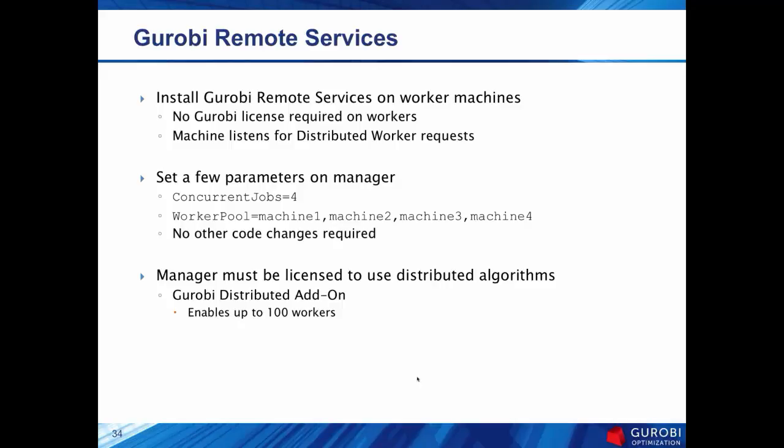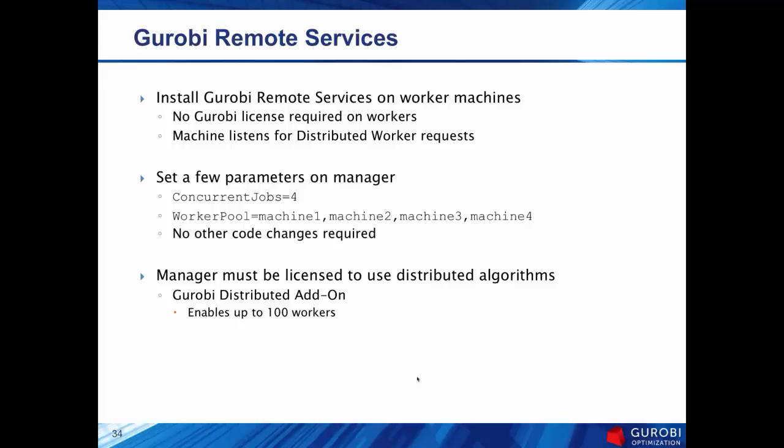There's a few parameters that you set on the computer that's going to serve as the manager. You tell it that you have concurrent jobs, and you set that to the number of machines you've got, and then you set the worker pool equal to the host names or the IP addresses of the machines that you want to run on. And the nice thing is that you just have to set a couple of parameters. You don't have to make any changes to your code. So any code that you've written today for Gurobi can already start to use distributed MIP.